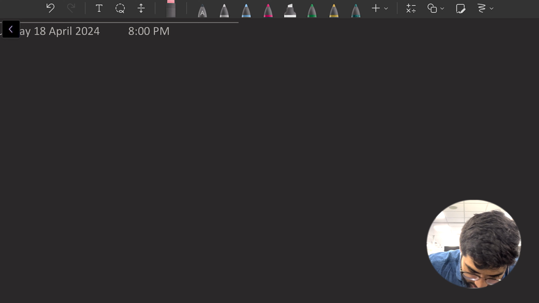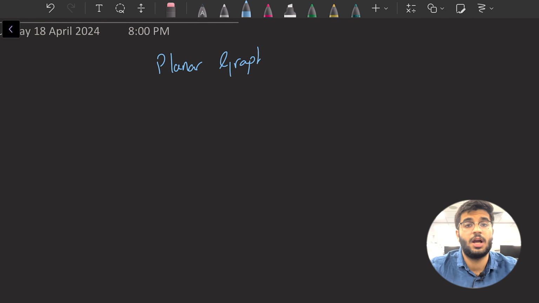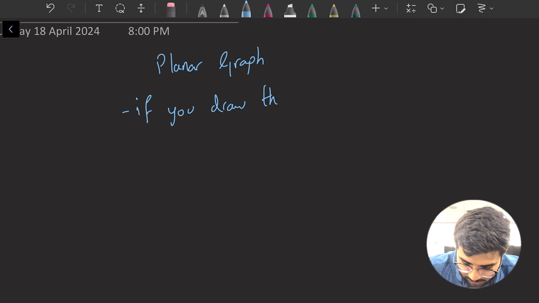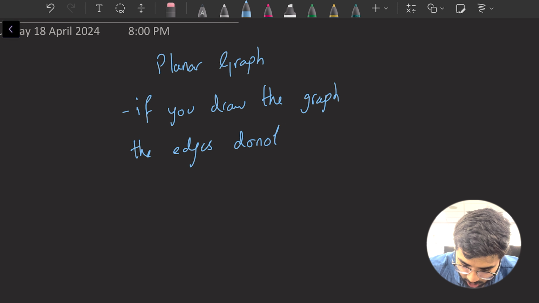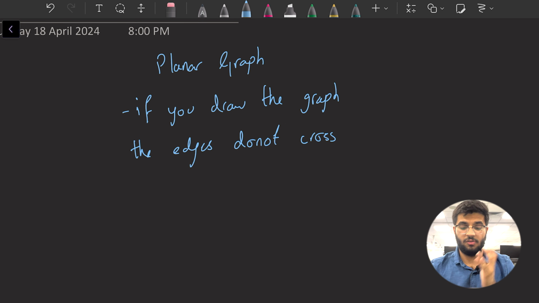All right, so what we're going to be looking at today is a unique kind of graph. It's called a planar graph. Now, the definition for a planar graph is very simple. It's that if you draw the graph, the edges do not cross. That's the definition of a planar graph.